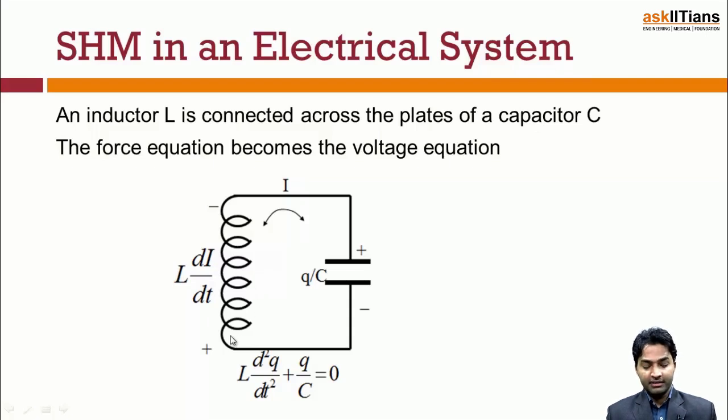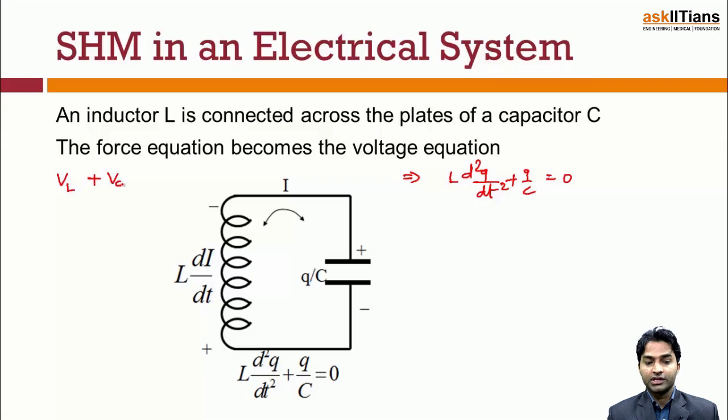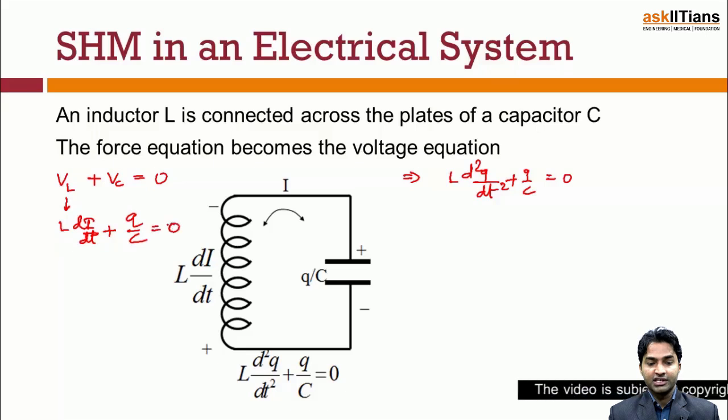So we can write here the equation of SHM or equation of voltage, that is L into d2q upon dt square plus q by c. We are knowing from where we got this value. Actually, we are knowing voltage across inductor plus voltage across capacitor should be equal to 0. We know that voltage across inductor is actually L into di by dt plus Vc, and Vc is equal to q by c, that is equal to 0.